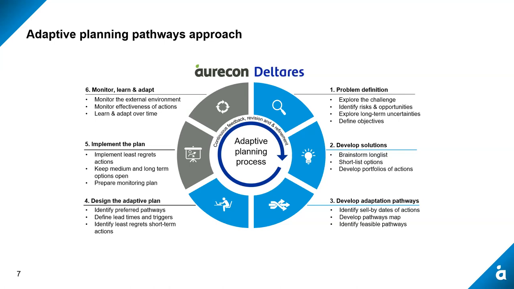The next step then is to design the adaptive plan. So developing adaptive pathways isn't it. That's by a long shot. That's not an adaptive plan. That's just a tool that we use. So the adaptive plan takes those pathways and understands the lead times for implementation, when you need to make decisions, and what action you're going to take now, given what you've just learned about what the future plans are. And then probably the most important thing is implementing the plan.